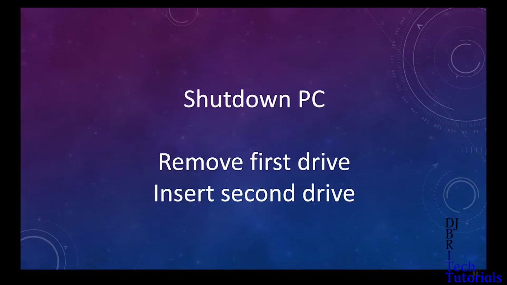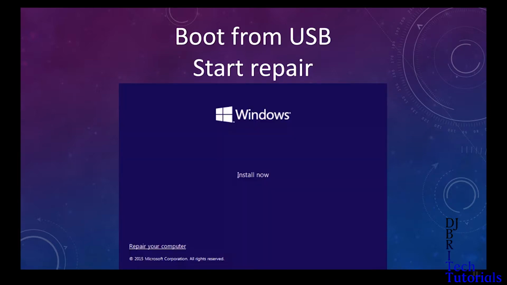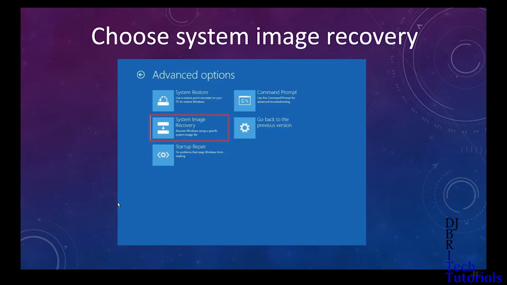Shut down your computer, remove your first drive, and insert the second one. While you're booting up, usually it's F10 or F12 to choose your boot options. Boot from the USB you created, and not from that blank hard drive you just put in, obviously. Click on Repair Your Computer once that installer starts up, and choose System Image Recovery.